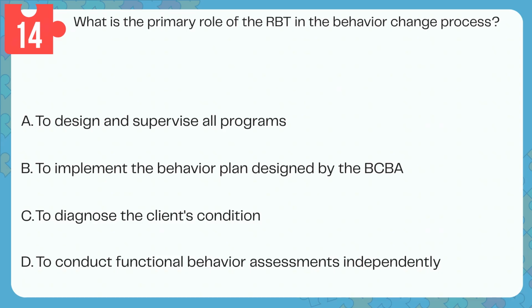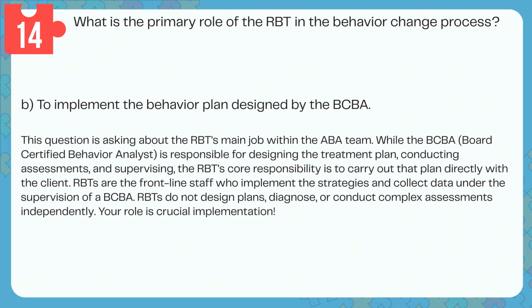Question 14. What is the primary role of the RBT in the behavior change process? A. To design and supervise all programs. B. To implement the behavior plan designed by the BCBA. C. To diagnose the client's condition. D. To conduct functional behavior assessments independently. Answer: B. To implement the behavior plan designed by the BCBA.